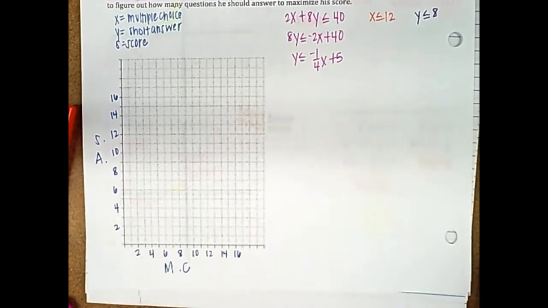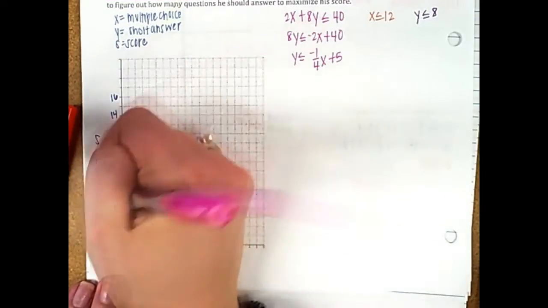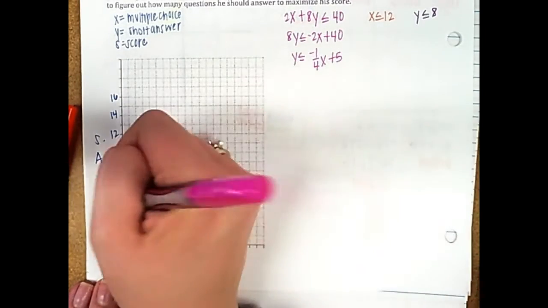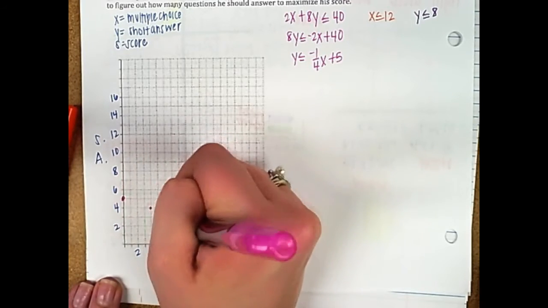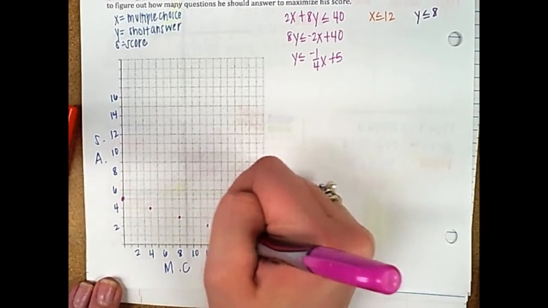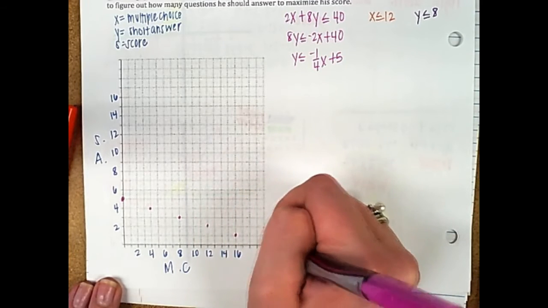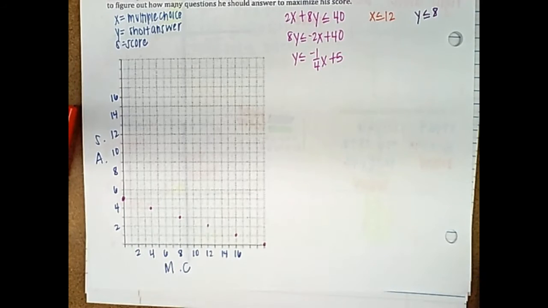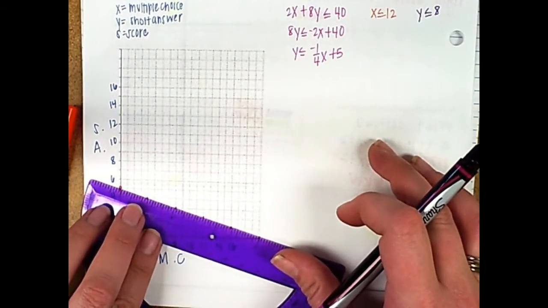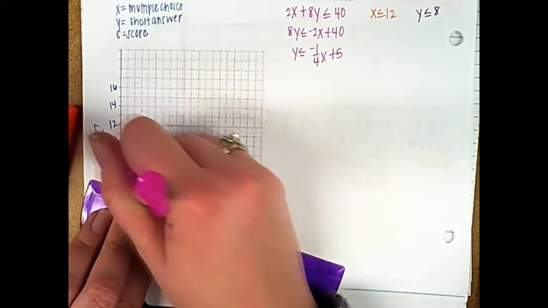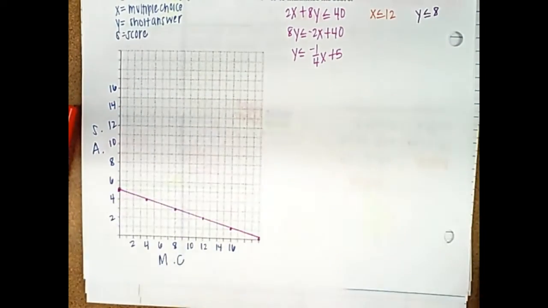Okay, so I'm going to start off by just graphing my line. I start at 5, and my slope is negative 1/4. So I go down 1 over 4, down 1 over 4, and so on until I get to the axis. Now remember, you're not going to continue your lines because there's no such thing as answering negative questions. So we're just going to keep our line within quadrant 1.